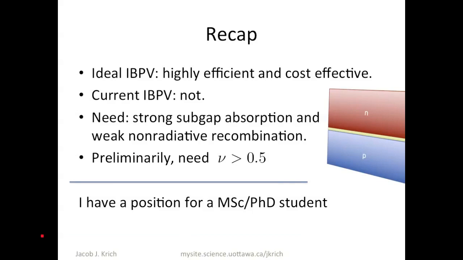So I'll just put a brief summary here: it's sort of obvious we need strong subgap absorption. We want to not have non-radiative recombination processes, but to quantify that, we want a figure of merit that's about 0.5 or greater.